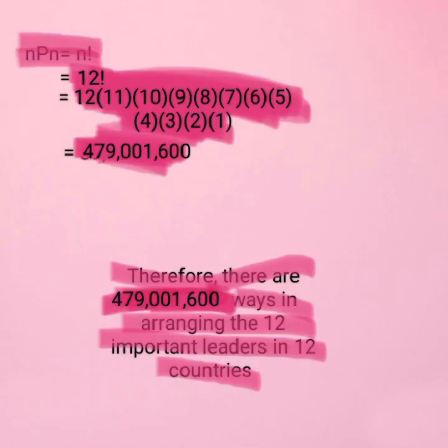So the equation that we will use is permutation of n taken n is equal to n factorial. N factorial is equal to 12 factorial. So now we're going to start from 12 down to 1. So 12 times 11 times 10 times 9 times 8 times 7 times 6 times 5 times 4 times 3 times 2 times 1. And that is equal to 479 million and 1,600. Therefore, there are 479 million and 1,600 ways in arranging the 12 important leaders of 12 countries.